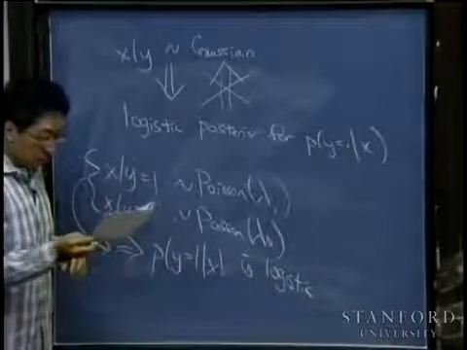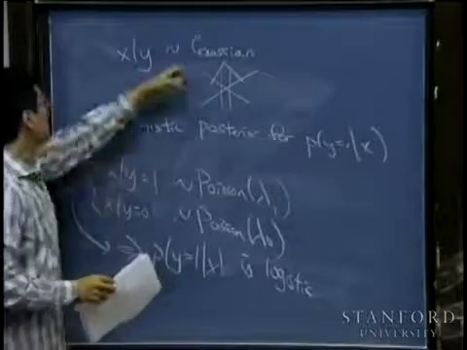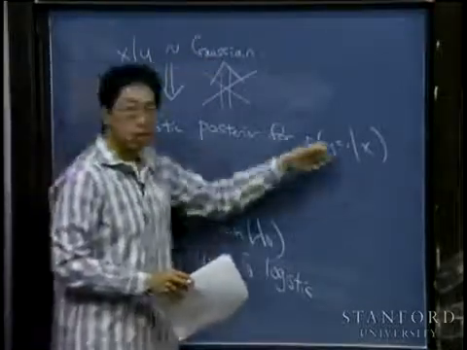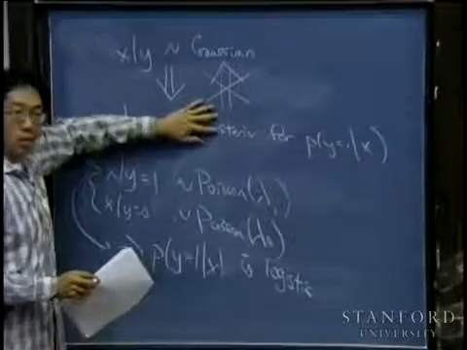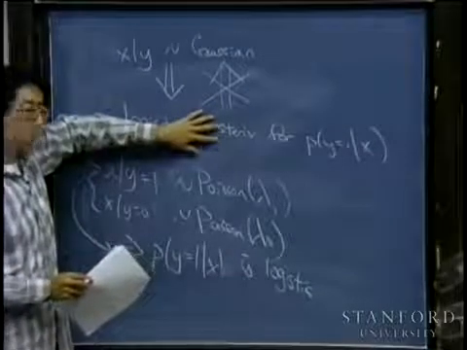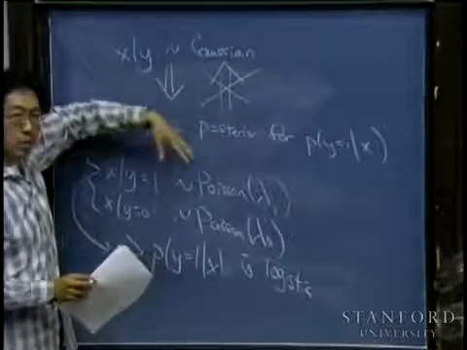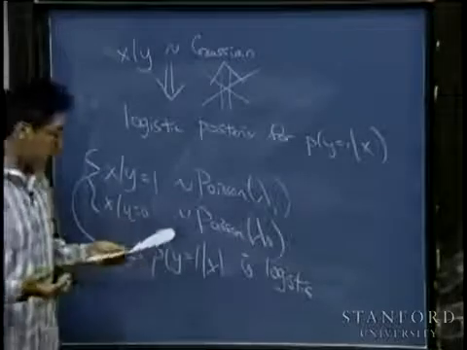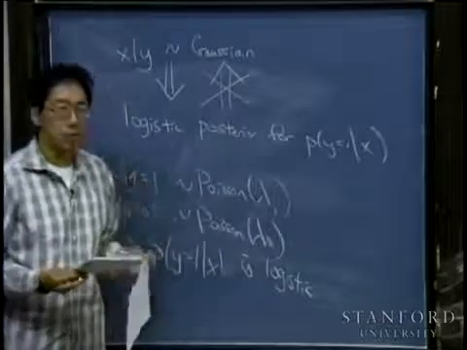And therefore, the assumption that x given y is Gaussian is a stronger assumption than the assumption that y given x is logistic. Because this implies this, that means this is a stronger assumption than this. The logistic posterior holds whenever x given y is Gaussian, but not vice versa. And so this leads to one of the trade-offs between Gaussian discriminant analysis and logistic regression.